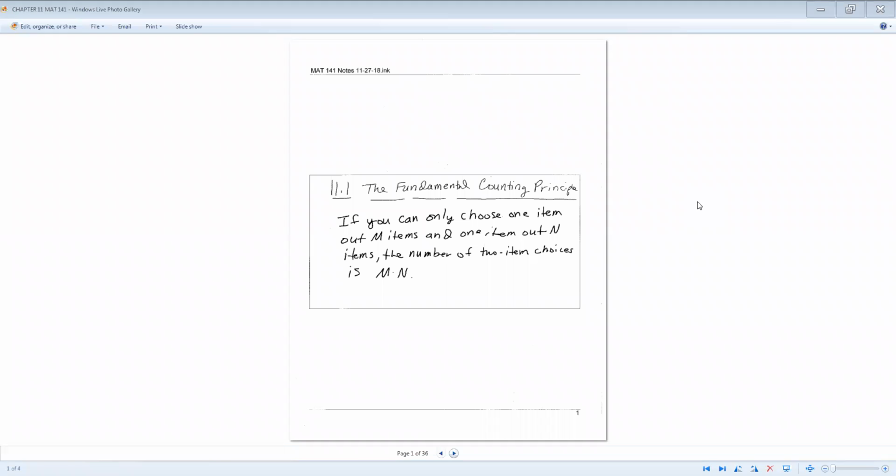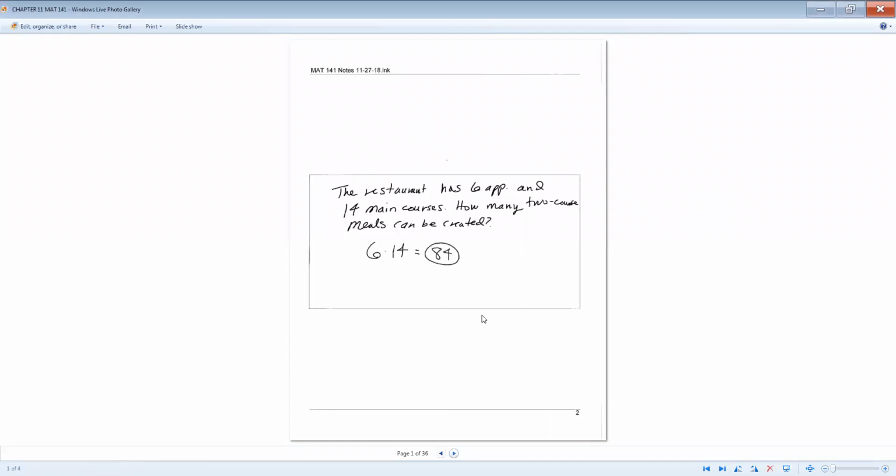Okay, so this video is on the last packet of notes that I gave. It'll probably be split into two parts. This first section is the fundamental counting principle. It says if you can only choose one item out of m items and one item out of n items, the number of two item choices is going to be m times n. We just multiply those two numbers together.